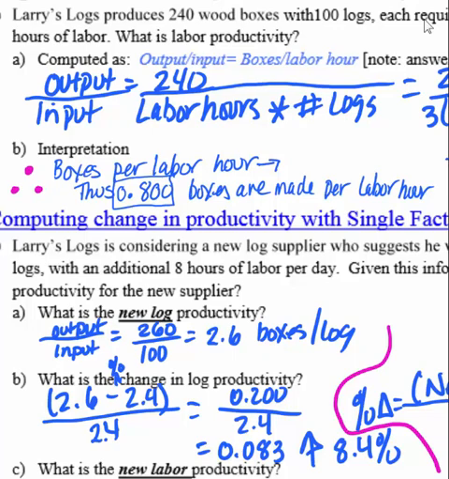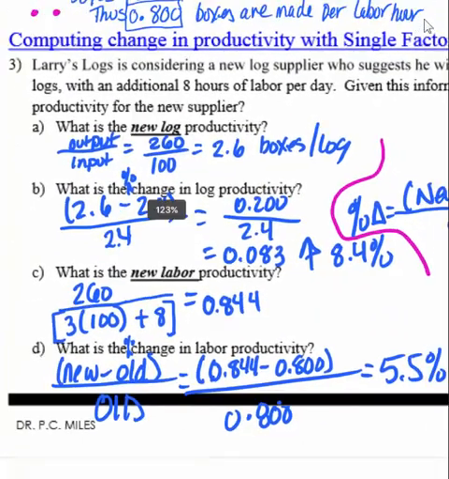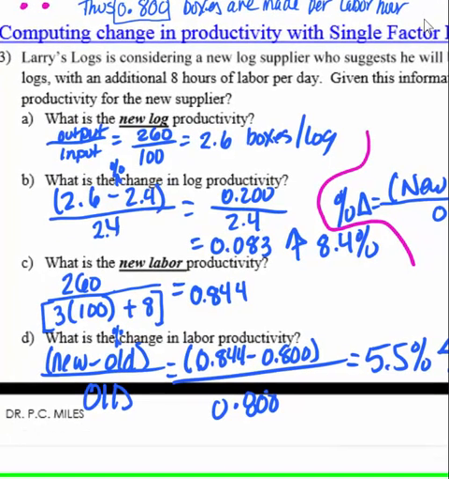Now let's take a look down here where we're computing single factor productivity once again, but now with a slightly different problem. It's changing slightly so that we can compare this one to the previous. We have the same idea: 260 units produced, a little bit more, with 100 logs. So this is a new supplier.